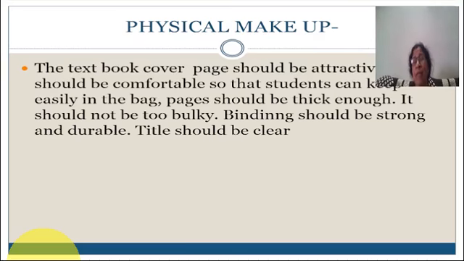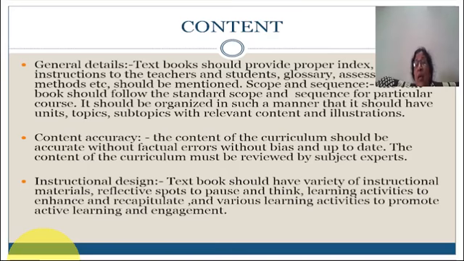So, you know very well that physical makeup of the textbook matters at primary levels. So, when we are analyzing a textbook, one of the aspects to look into is physical makeup. So, we have to check whether the book meant for the children is attractive or not. Is it easy to carry or not? Then what about the binding? Then is the title clear or not? All these things matter.